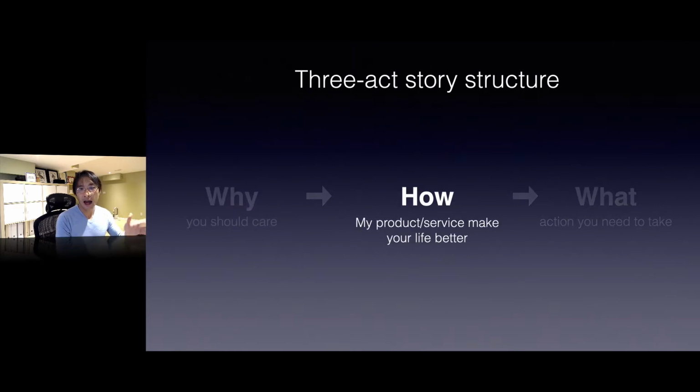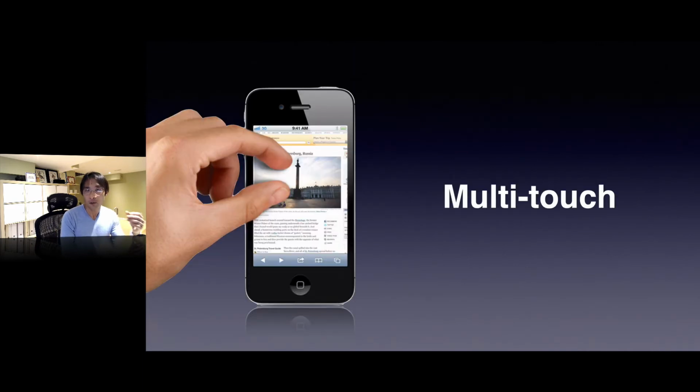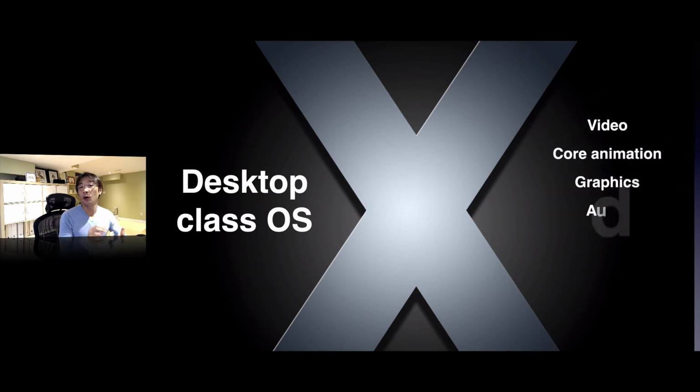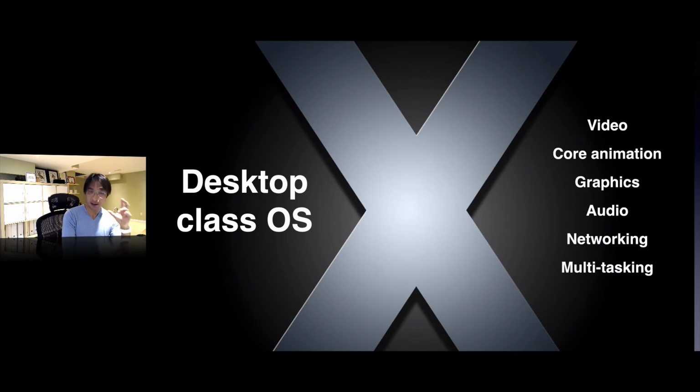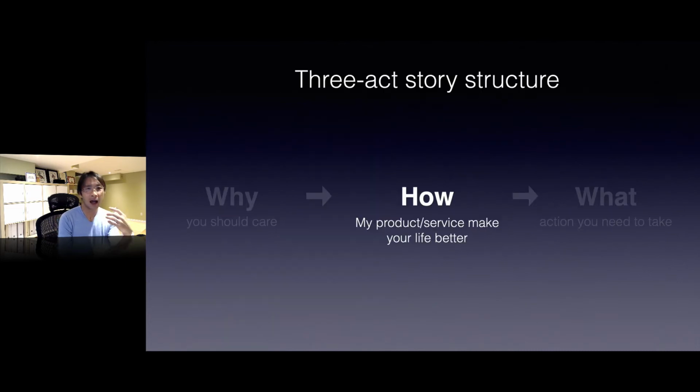And the next one is how, like how my product and service makes your life better. So once again, Steve Jobs back in 2007 started with this revolutionary UI, a play of hardware and software. He talks about multi-touch. We got used to it now, but it was very magical back then. He was talking about a desktop-class OS with video, Core Animation, graphics, audio, network, multitasking in a tiny device. And he said, your life in your pocket. So this is how my product and service makes your life better.